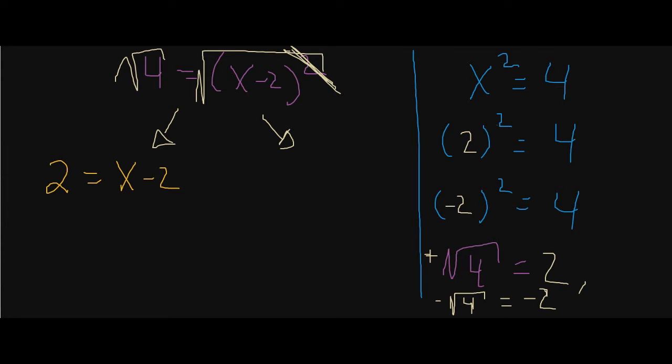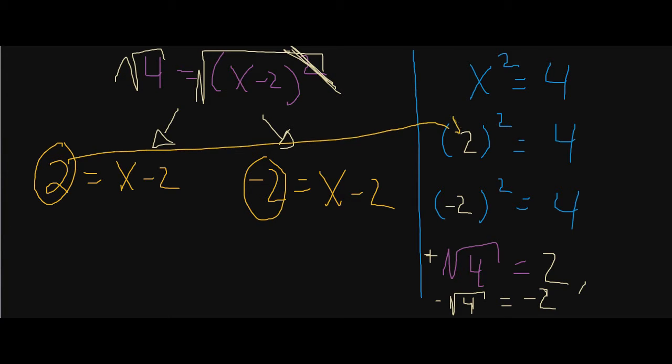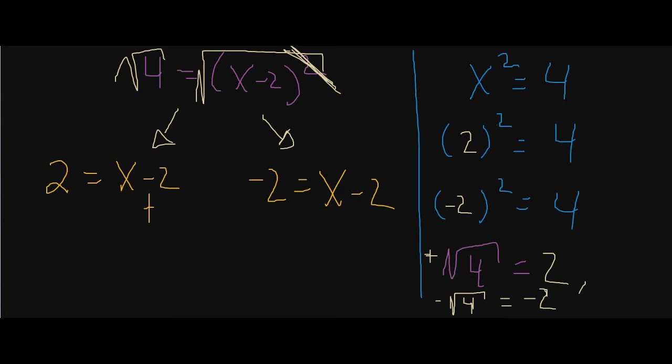And then, kind of like what we talked over here, we're going to get negative 2 is equal to x minus 2. The reason, again, why we get this negative 2 and 2 is because 2 squared is 4, and negative 2 squared is 4. So that's why we have two possible answers, and the square root just tells us that information. So what do we do to get rid of the minus 2? Well, we add 2 to both sides.